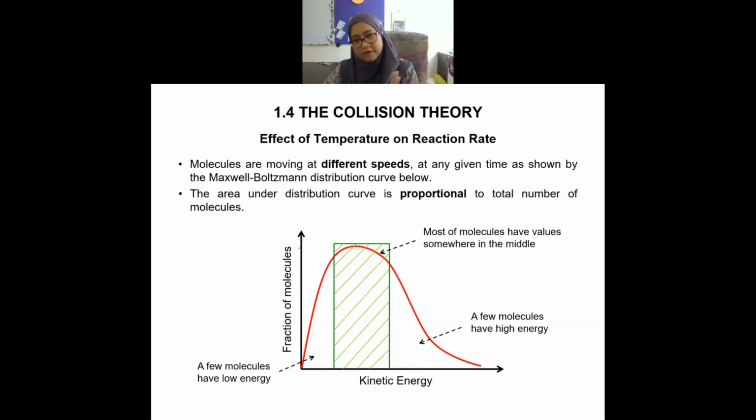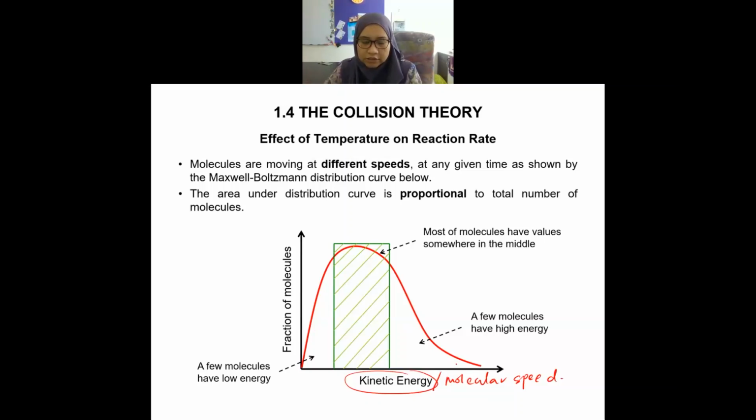Of course you have to have axes, for y and also x. The y-axis will be the fraction of molecules, or sometimes we can also use number of molecules. And for the x-axis, in state of matter last time, we used speed, remember? Molecular speed. But we can also use kinetic energy to represent the molecular speed.